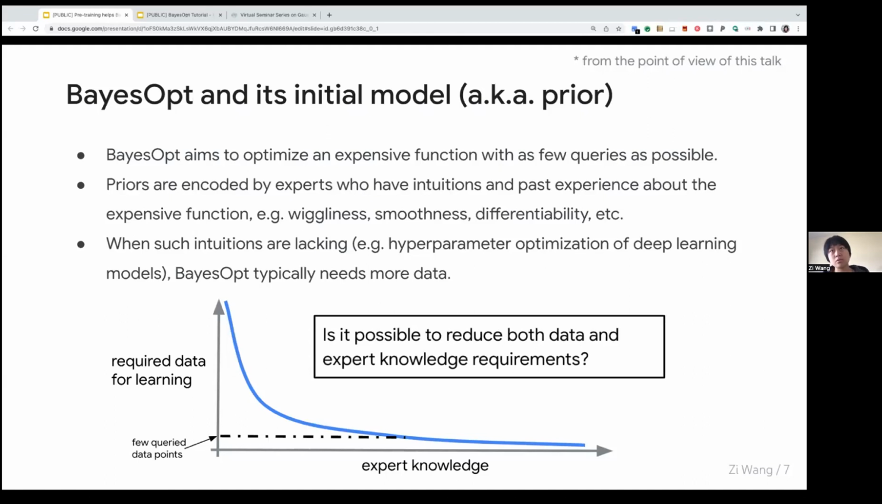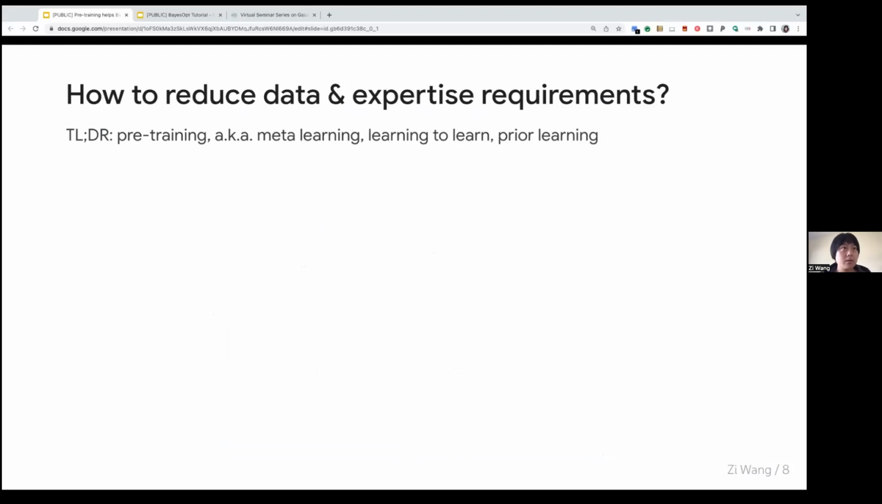So the question is, can we reduce both the data and the expert knowledge, which are required, but maybe we don't really have them? We want to reduce our dependencies on this data and expert knowledge. Although it seems not really possible from this particular plot, there's a way to actually overcome it. And TLDR here is we'll do pre-training. A lot of people might call it meta learning, learn to learn, or prior learning. And I've been calling it prior learning for a long time.